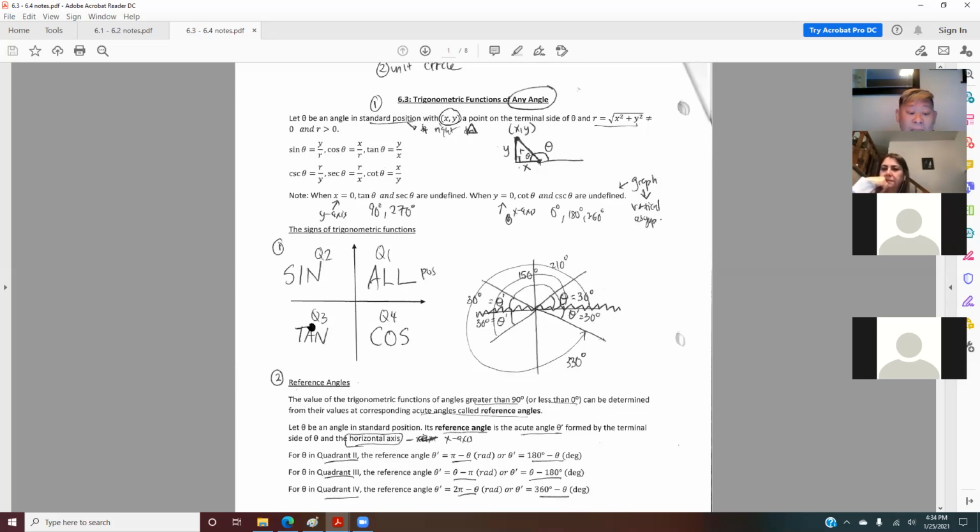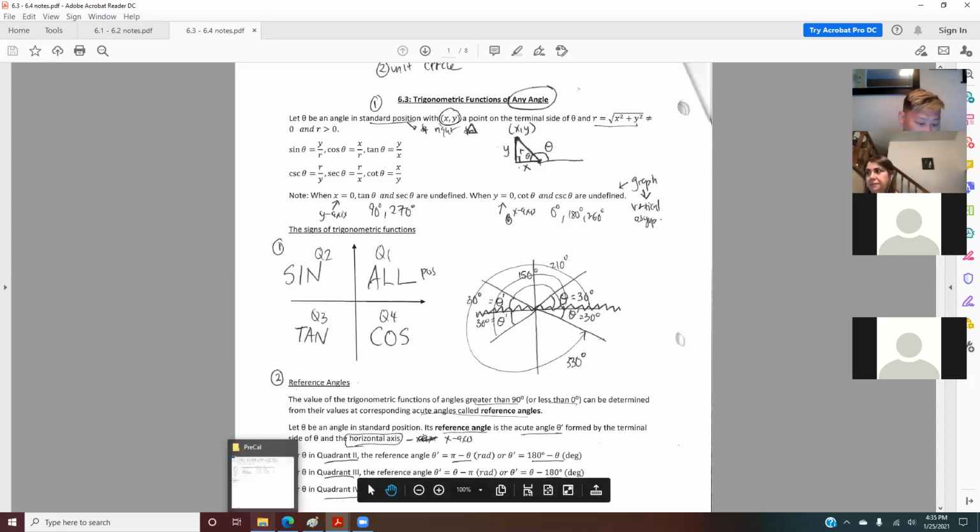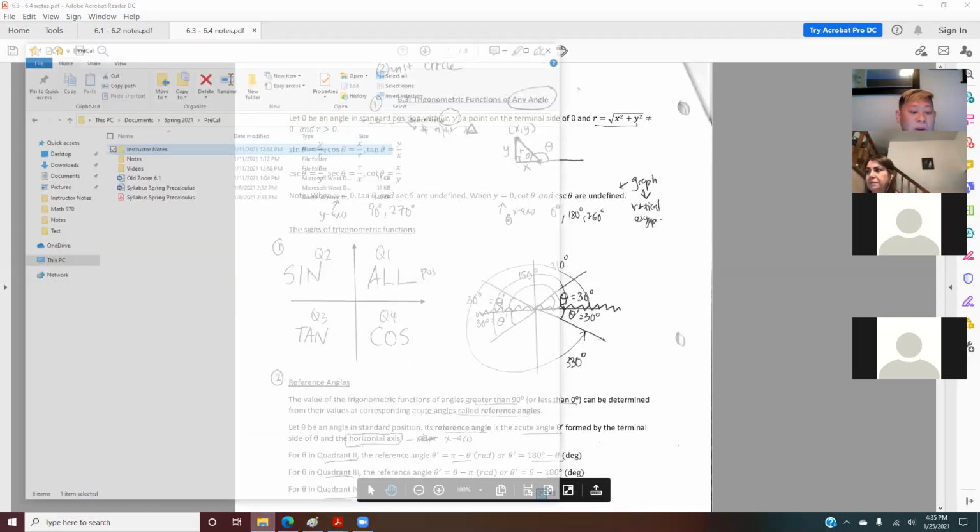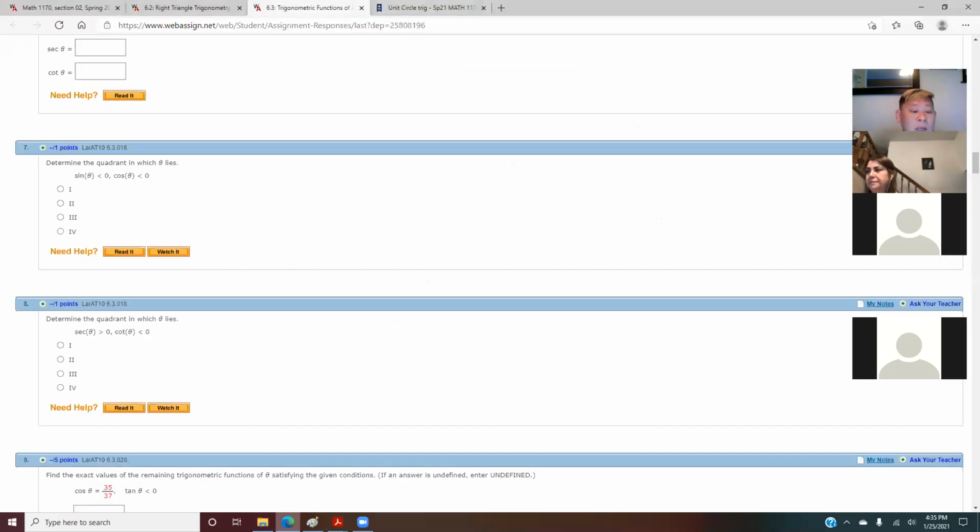In quadrant 3, tangent and cotangent are positive. The rest, which are sine and cosine, will be negative. And in quadrant 4, cosine is positive, secant is positive, and sine and tangent will be negative. So this is super, super important. What we do in this case is look at this and figure out which one it is.